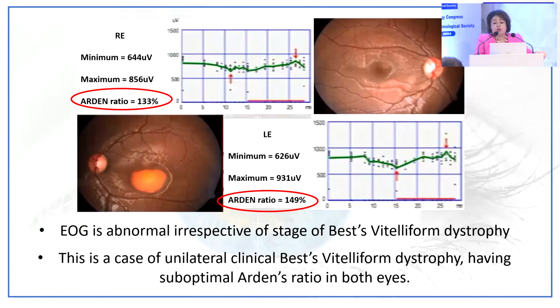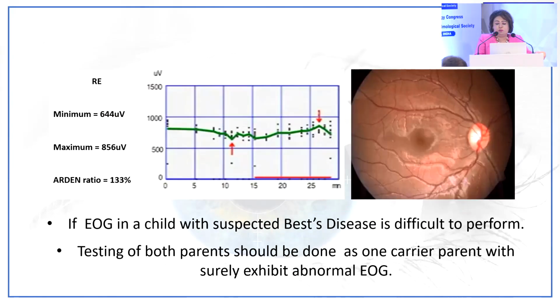So EOG is abnormal irrespective of the stage of Best vitelliform dystrophy. This is a case of unilateral clinical Best vitelliform dystrophy having a suboptimal Arden ratio in both eyes. In the eye that is normal, when the other eye has Best disease, the normal eye also will show a reduced Arden ratio. And suppose a child comes and it is very difficult to perform the test, then test both the parents. One parent will be a carrier and surely exhibit abnormal EOG.